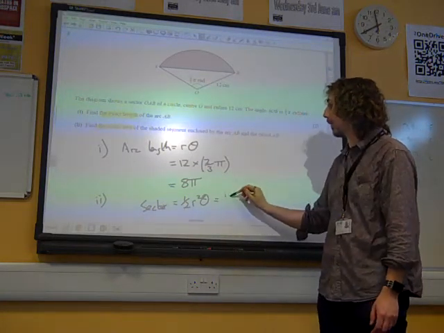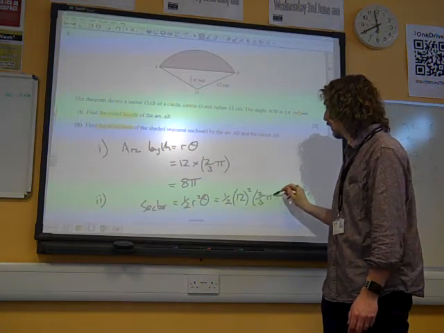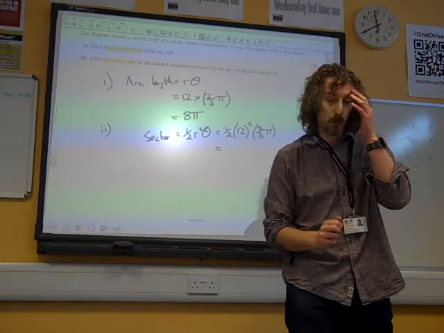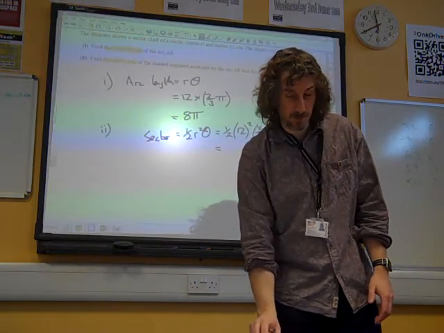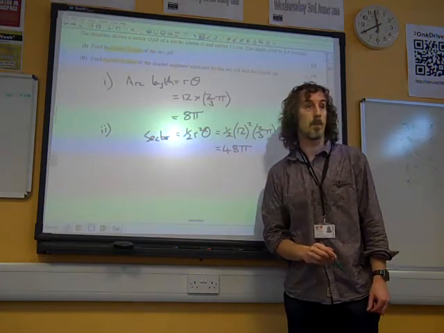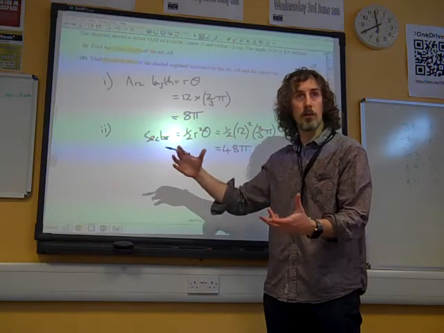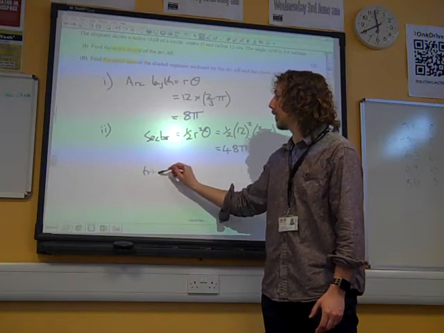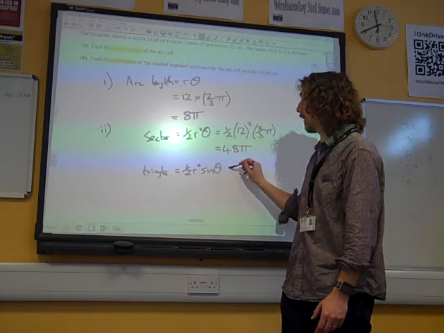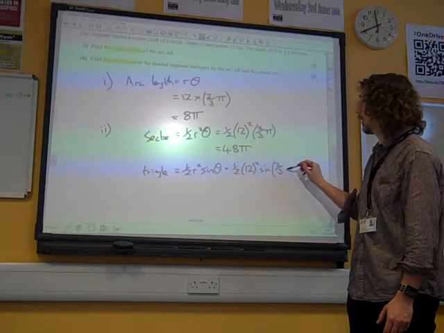So that is half times 12 squared times 2/3 of pi. Again, because we want an exact answer, it's really important that we don't jump into a decimal for this. This is 48 pi. We can do it exact, so we keep it exact. The next bit, the triangle, the unshaded bit that we're going to subtract is a half r squared sine theta. So that is half times 12 squared times sine 2/3 of pi.